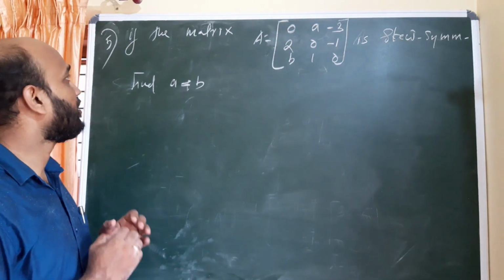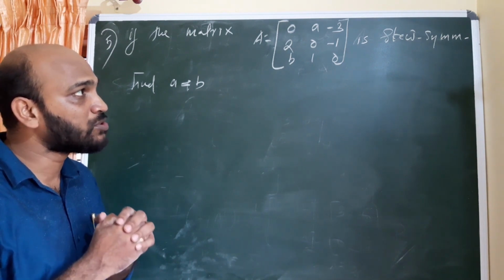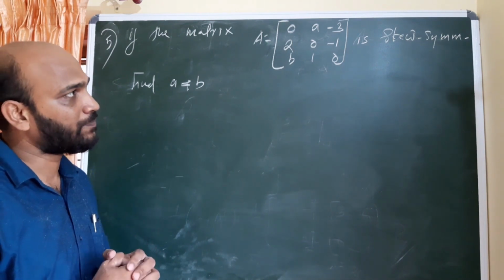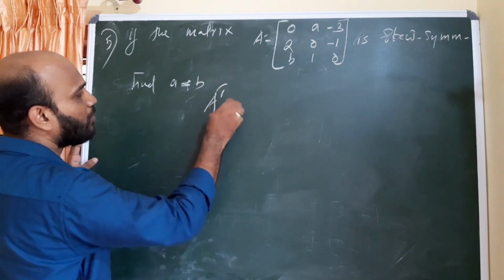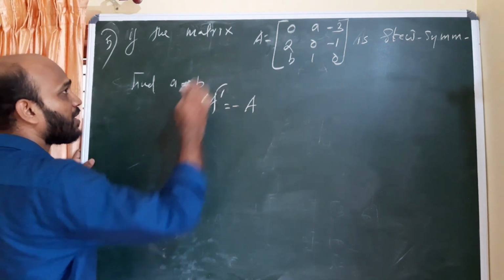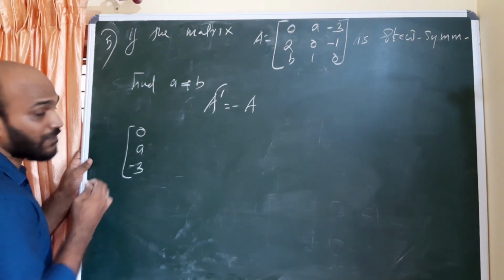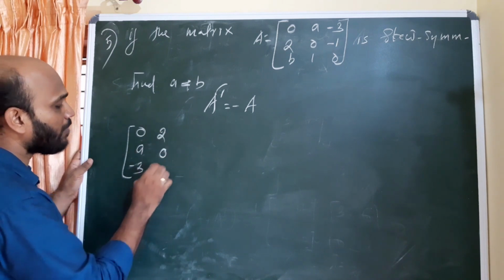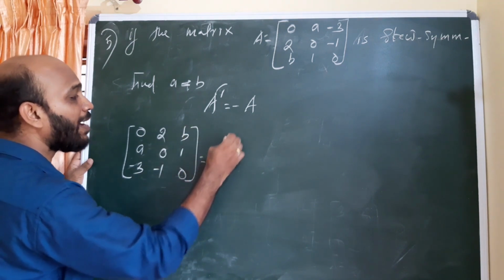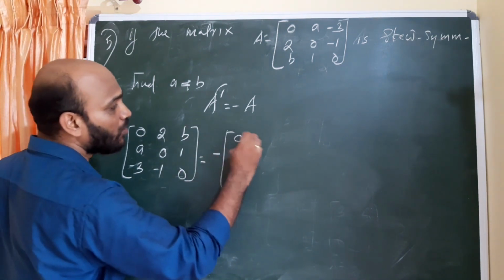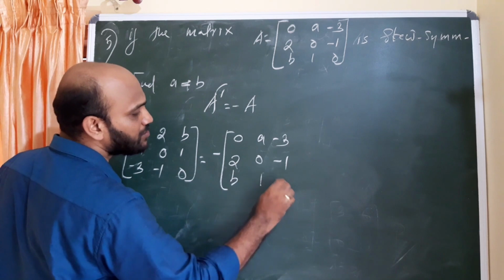Consider fifth question. If the matrix A equal to 0, a, minus 3, 2, 0, minus 1, b, 1, 0 is skew symmetric, then find the value of a and b. Skew symmetric means A transpose equal to minus A. A transpose means transpose of given matrix, that is equal to 0, a, minus 3 as first column. Second column will be 2, 0, minus 1 and third column is b, 1, 0. Is equal to minus of the given matrix 0, a, minus 3, 2, 0, minus 1, b, 1, 0.